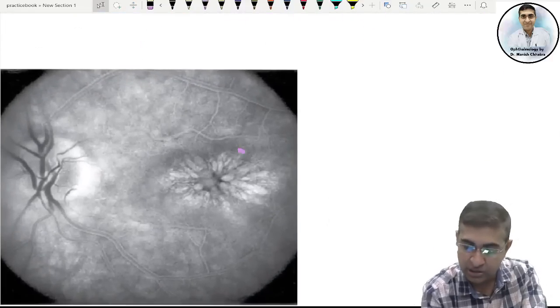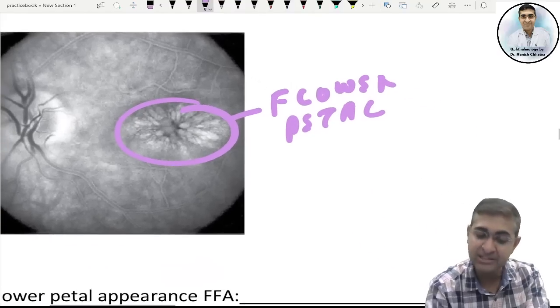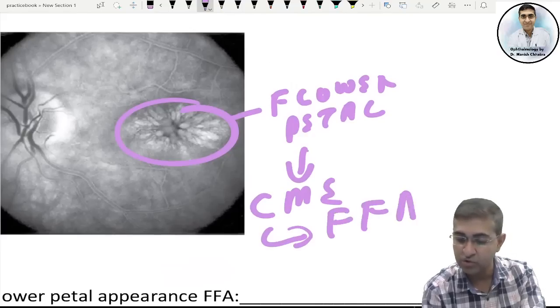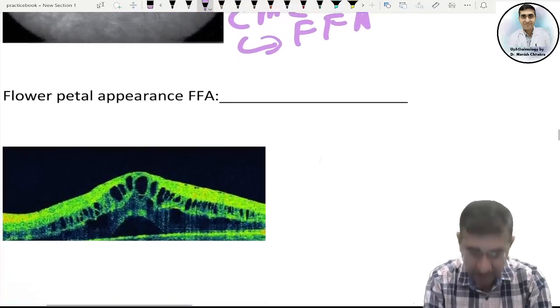What is this? Can you see a typical appearance? This is known as flower petal appearance. It is seen in cystoid macular edema when you do fundus fluorescein angiography.